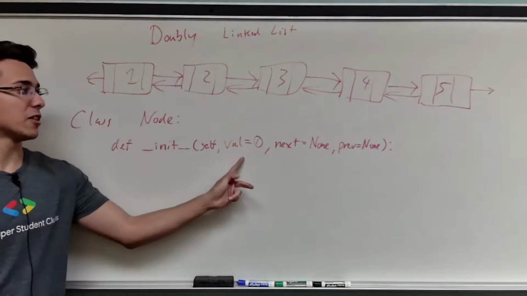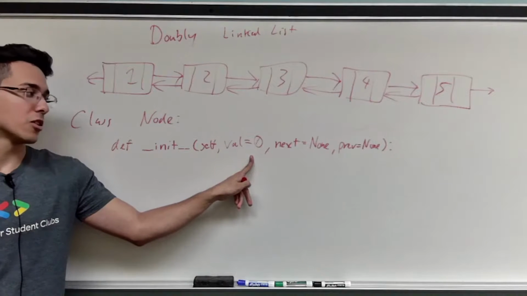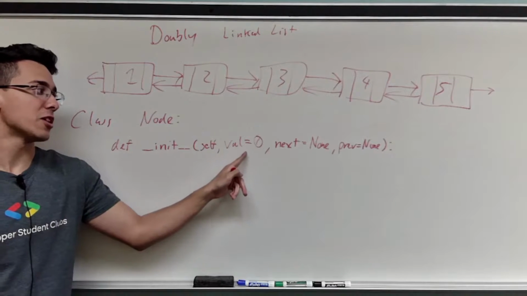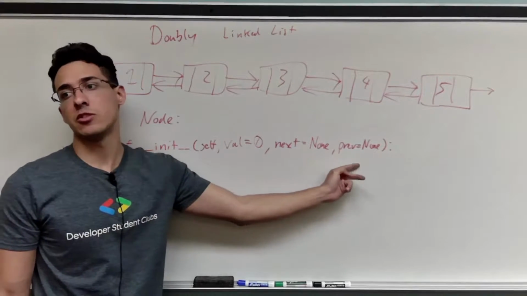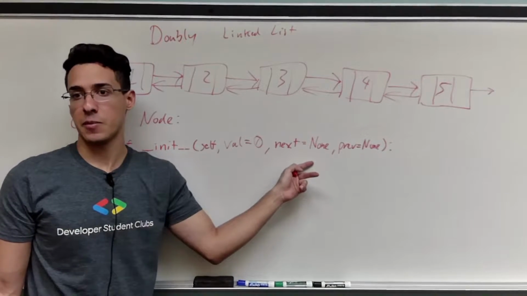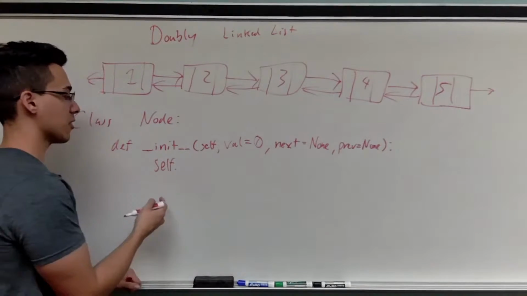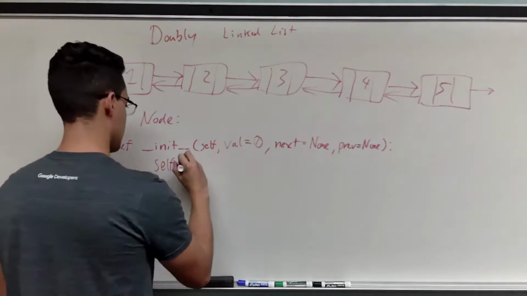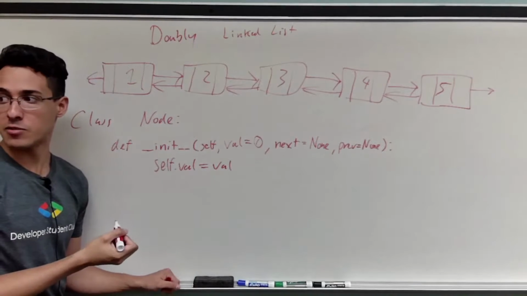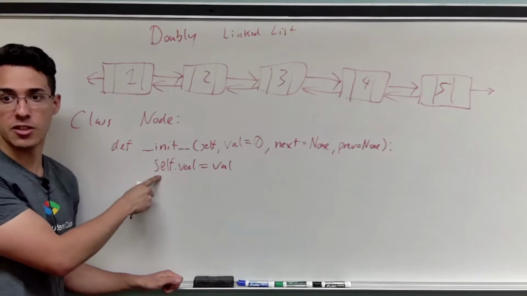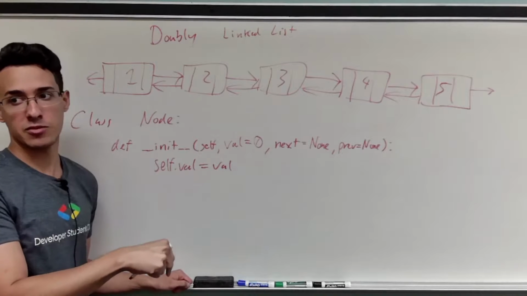So I have default values here. If you don't insert an actual value, the constructor is just going to say that the value is 0. If you don't give it a next, it's going to say that the next is None. If you don't give it a prev, it's going to say the prev is None. So that's what this is saying. And in here, I access the attributes. So self.val equals val, much like this.val equals val. That's kind of what self is.